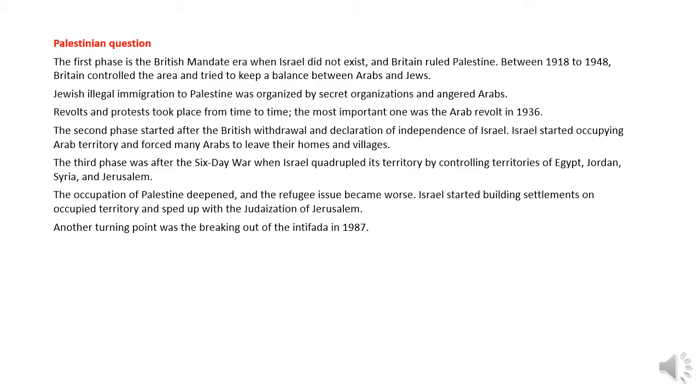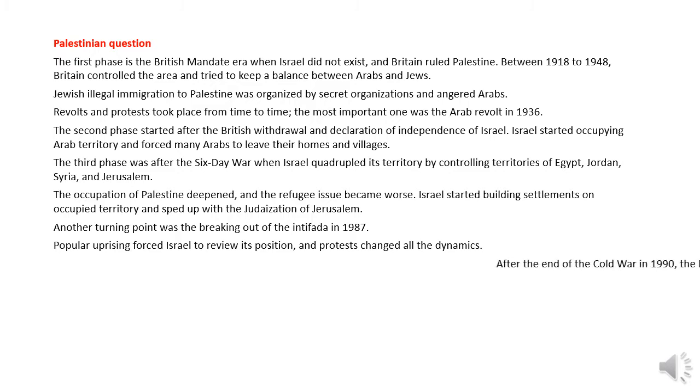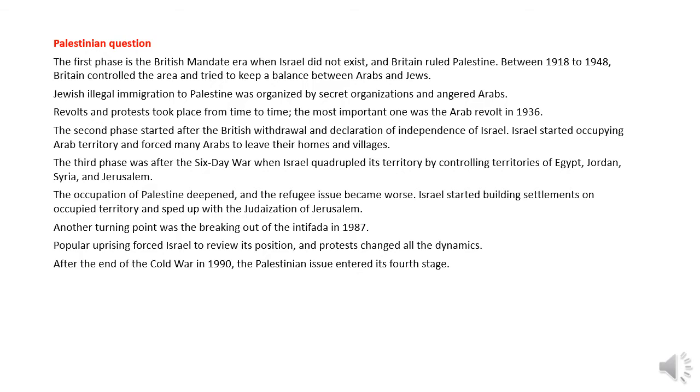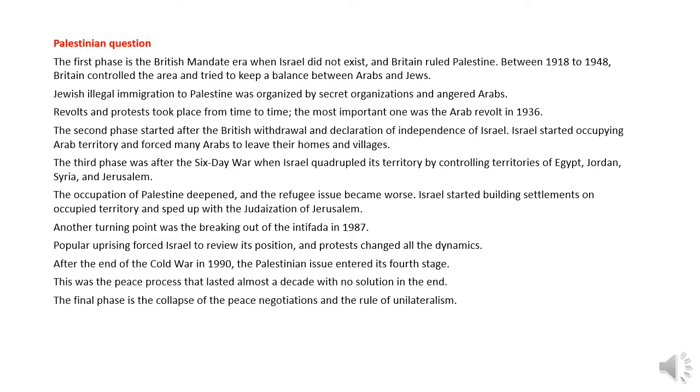Another turning point was the breaking out of the Intifada in 1987. The popular uprising forced Israel to review its position, and protests changed all the dynamics. After the end of the Cold War in 1990, the Palestinian issue entered its fourth stage. This was the peace process that lasted almost a decade with no solution in the end. The final phase is the collapse of the peace negotiations and the rule of unilateralism. Israel's unilateral security measures were matched by the Palestinians' unilateral bid for independence.